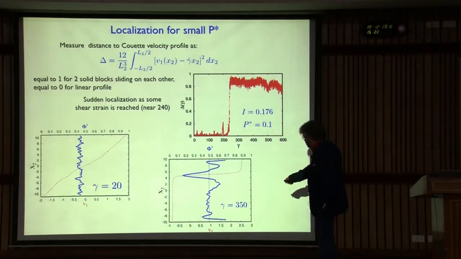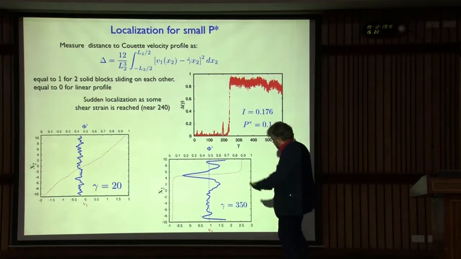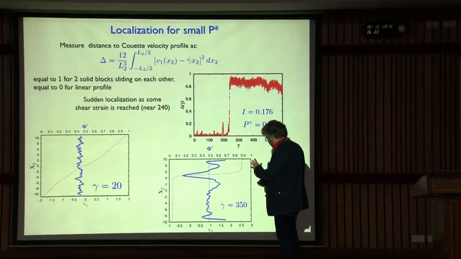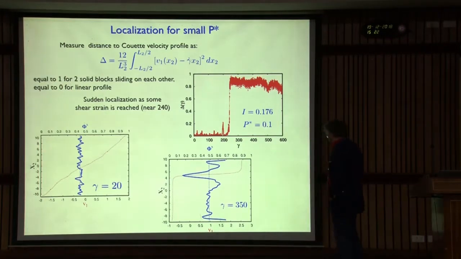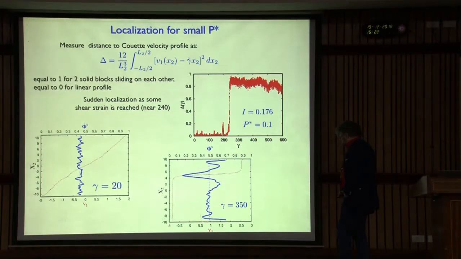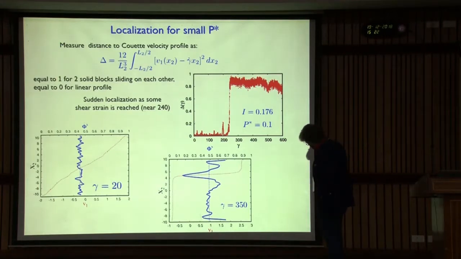So this is a non-localized case. This is an instantaneous velocity profile, so it fluctuates about the linear profile. And this is what we see in the case of localization. So we have very much like a solid block sliding against another solid block. And within that shear band, we see that the density decreases significantly.